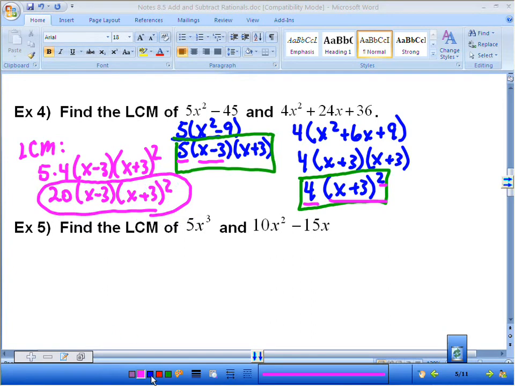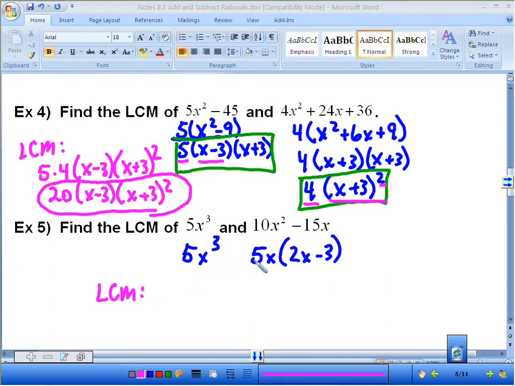Okay, let's try this one. This expression does not factor. We're going to leave it just the way it is, 5x cubed. Over here, we can take out a 5 and we can take out an x, and that's going to leave us with 2x minus 3. So let's see what our LCM is going to be.